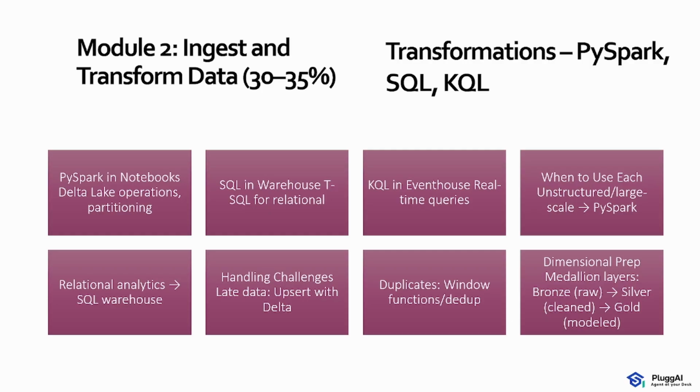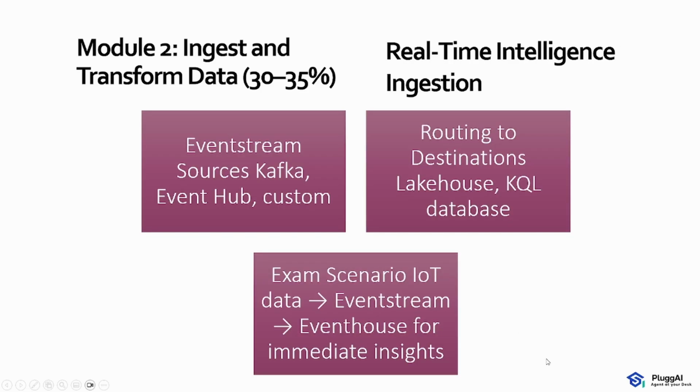Dimensional prep, medallion all the way: bronze raw, silver validated and domain aligned, gold business modeled. Exam expects you to organize layers properly. When to choose: large semi-structured, PySpark. Reporting, warehouse SQL. Streaming analytics, KQL.